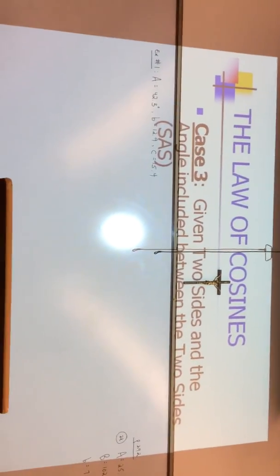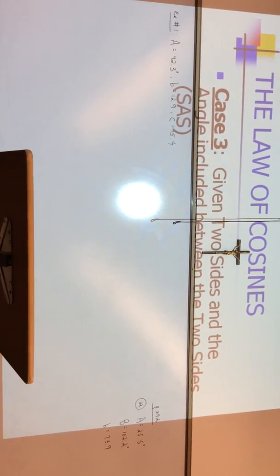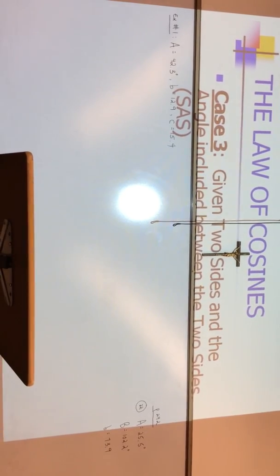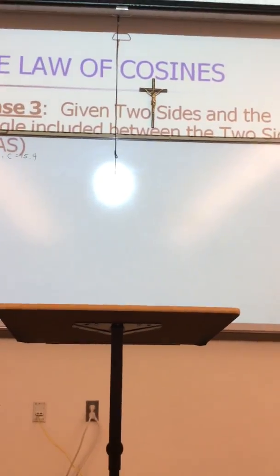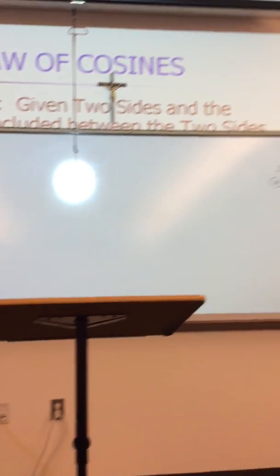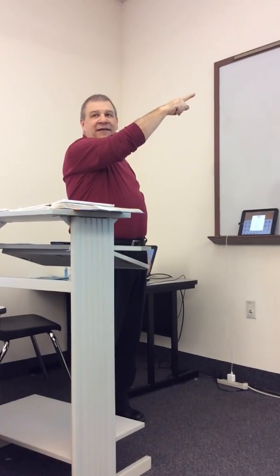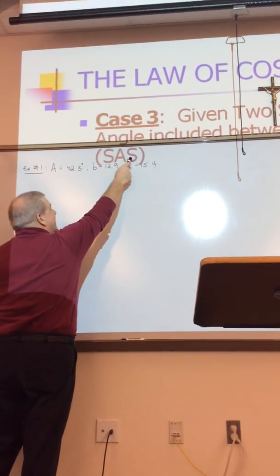Okay, you need to write that down. You don't need anything with your iPad right now. You need to write down what I just put up there. I think you can see that okay. Case 3. Given two sides and the angle included between the two sides. Now that's different. All right? Case 2 was two sides and an angle opposite one of the sides. This is SAS. Side, angle between the other side.